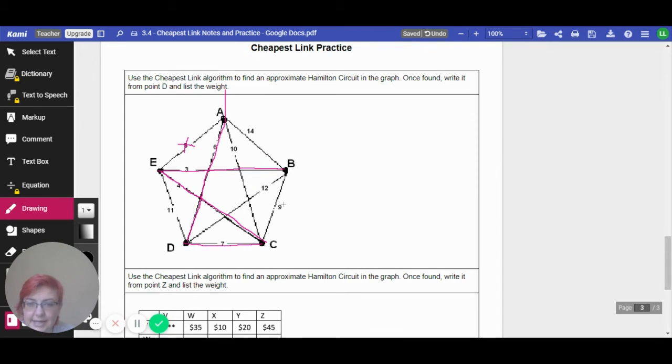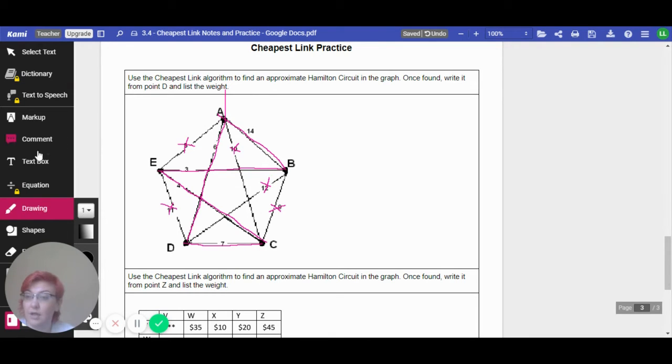What's next? 9. I cannot use 9 because that would make C degree 3. I cannot use 10 because that would make C degree 3. I cannot use 11. It would make both E and D degree 3. I cannot use 12. That would make D degree 3. The only option available to me is to connect B to A.